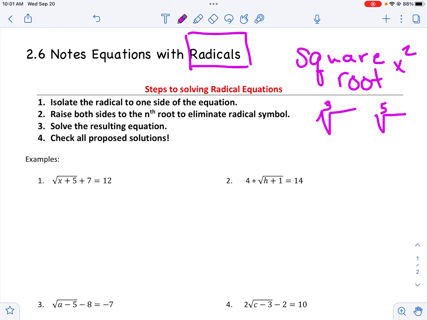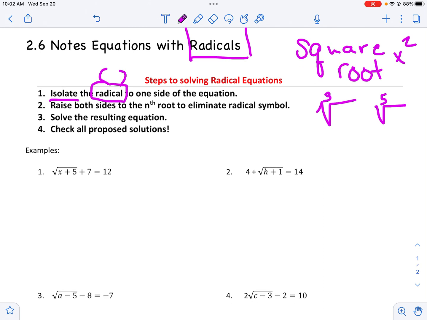So there's a couple of steps up here. It's very similar to how we've done the previous things, where you notice that it's asking you to isolate the radical, which is kind of like your grouping symbols. So you're going to isolate that part first and get it alone on one side of the equation, and then you're going to undo the radical symbol. And so let's give an example of how that works here.